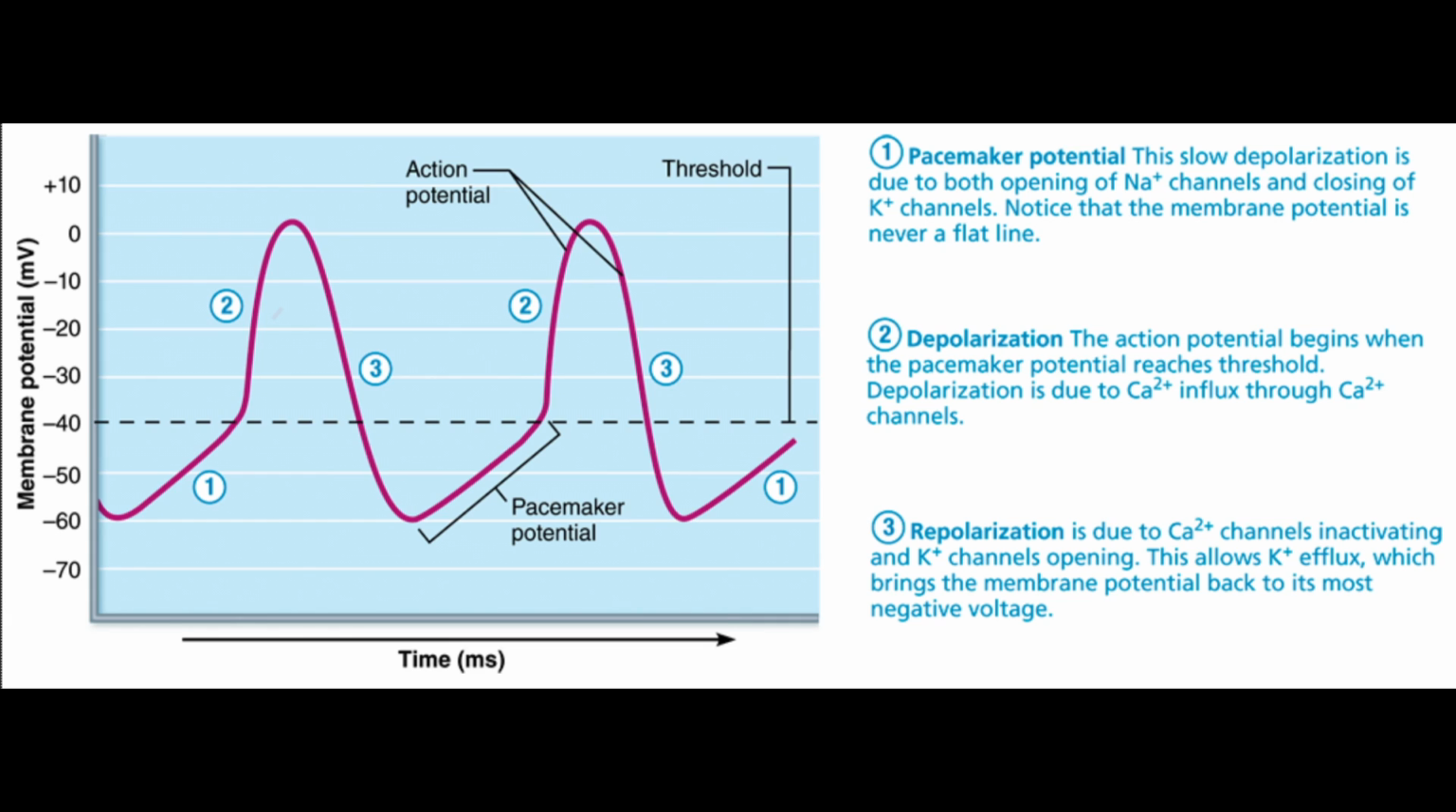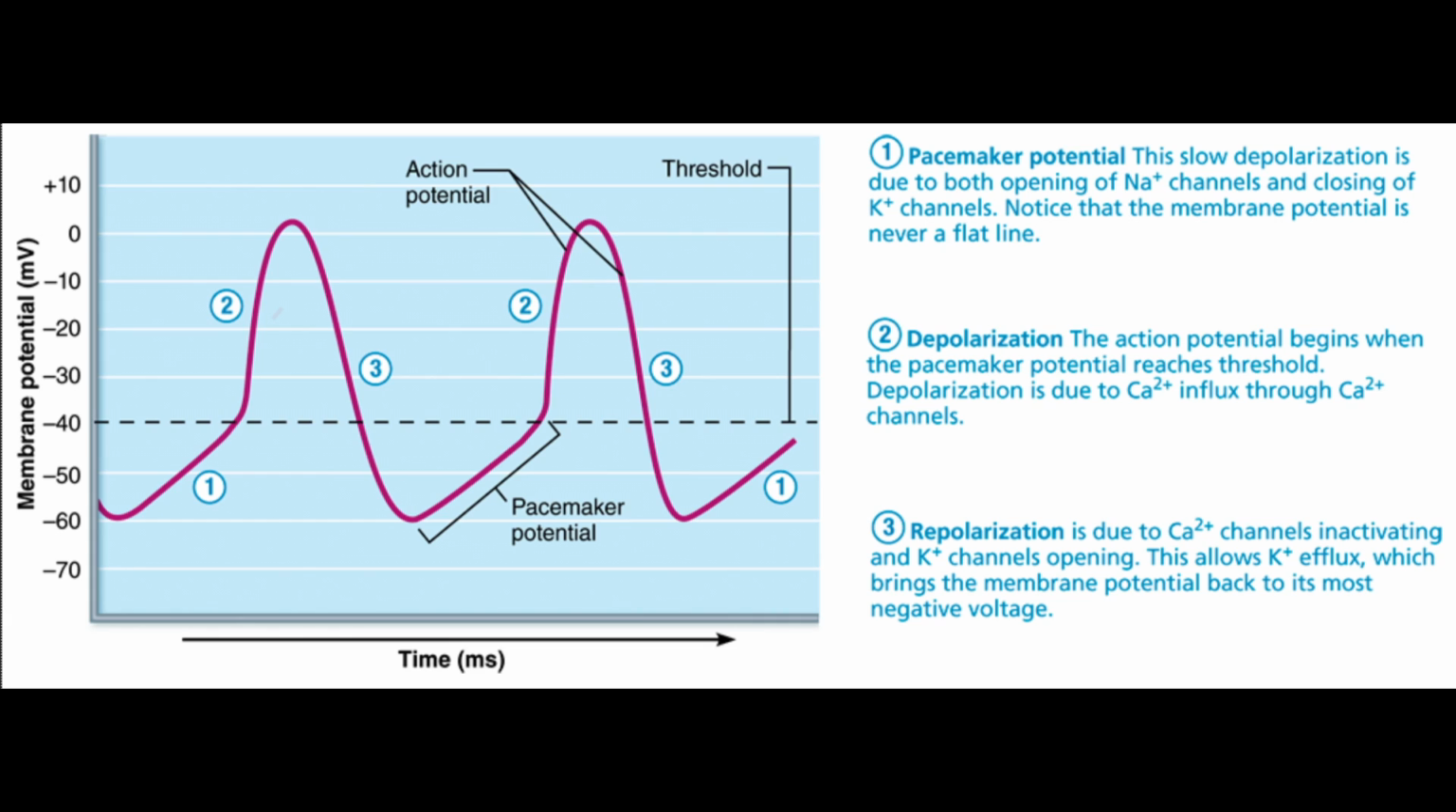The first part, the pacemaker potential, is a slow depolarization from negative 60 millivolts to negative 40 millivolts due to the opening of sodium and closing of potassium channels on the cell membrane. Once the cell hits negative 40 millivolts, the next section, depolarization, begins, in which calcium channels open and cause a fast depolarization to a charge just above 0 millivolts.